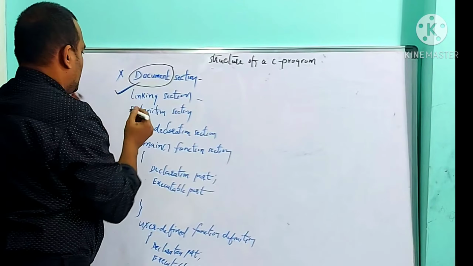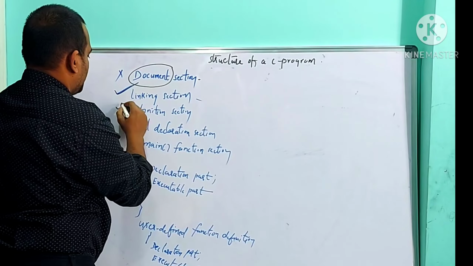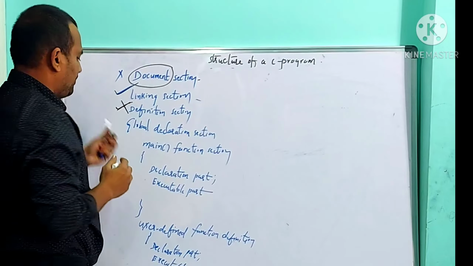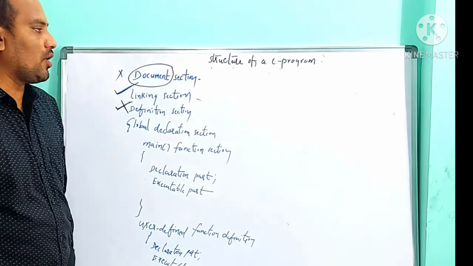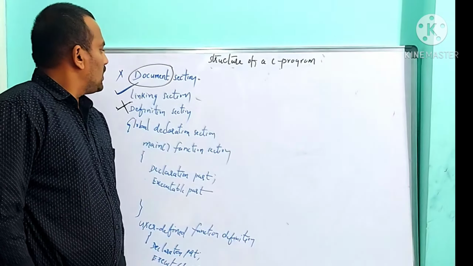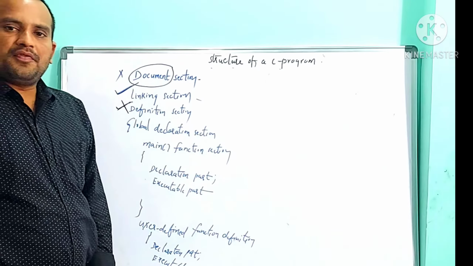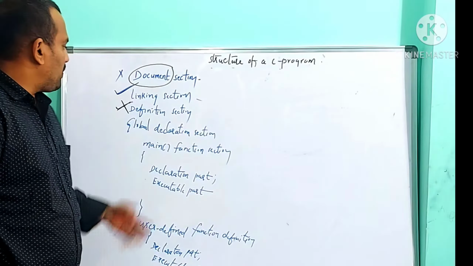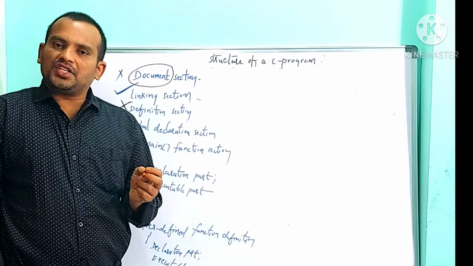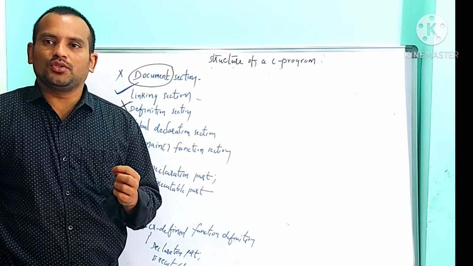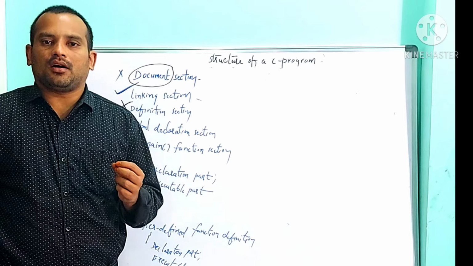Third one is the definition section, which is not mandatory. Definition section is not mandatory in every C program. What does the definition section contain? The name itself represents definition, defining. Yes, the definition section can be used to define symbolic constants.